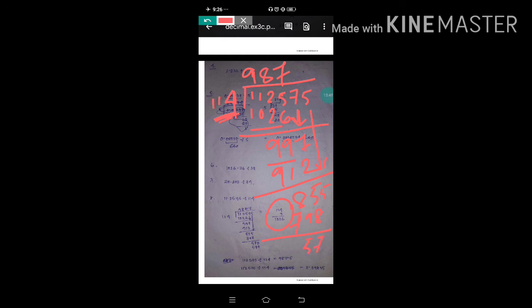798, that means it is how much? 57. So 114, here 57 it is. After that, any digit left in the dividend? Nothing is there. So to make this number bigger, here I have to take a decimal point, then it will be 570. So 114 into 5, it will be how much? 570. Okay, so remember this one, by dividing this dividend by this divisor you have got the quotient 987.5. That means 987.5 we have got. But the question is given with how many decimal places?